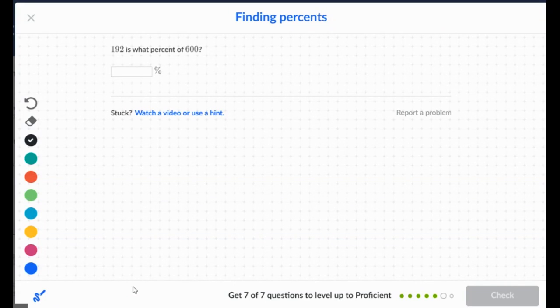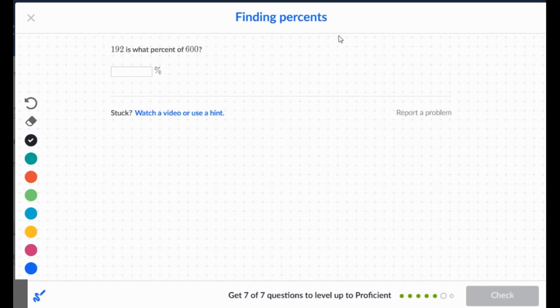In this video, we're talking about IXL 6th grade finding percents. In previous videos, we talked about equivalent representations of percents. Here, we're going to use this and take these problems, which are word problems, and find the percent. So it says 192 is what percent of 60?